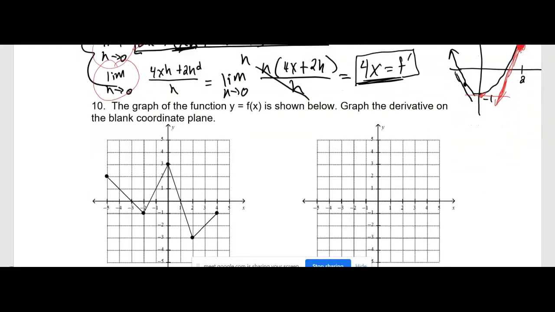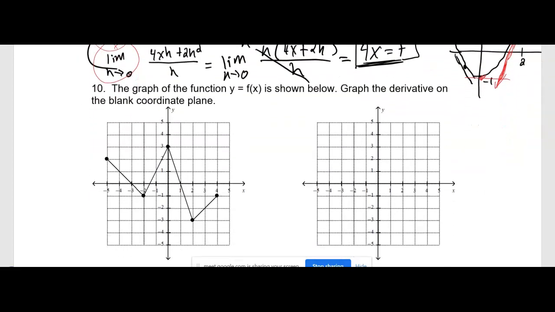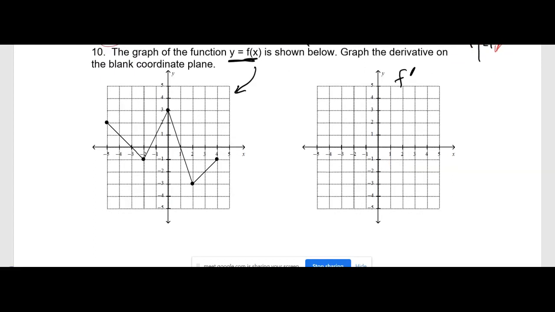Now we want to do it graphically. The exact same question though. Here's the function, so this guy is our function. What I want you to do over here is graph the derivative of that function. So we're not finding the derivative algebraically, we're going to do the derivative graphically. So go, try that. Oh boy, here we go.